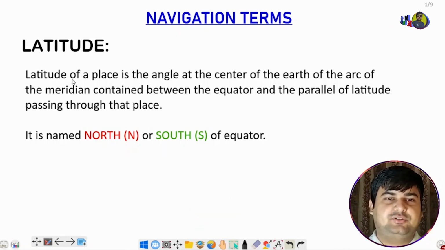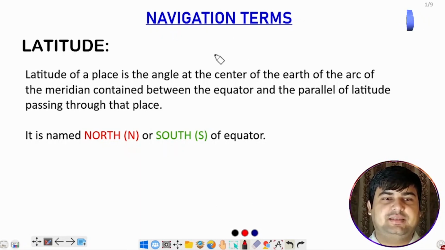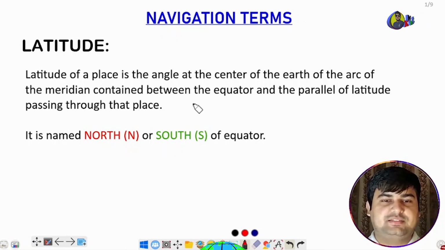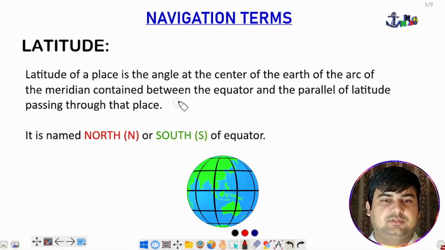We will start with the topic navigation terms. So navigation terms, we will study latitude, longitude, DLAT, DLong, departure, and we will see some formulas. Let's get started. So latitude.